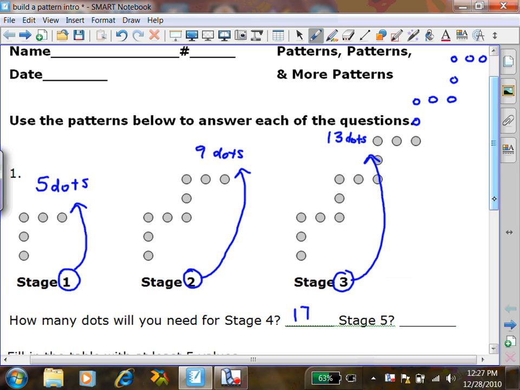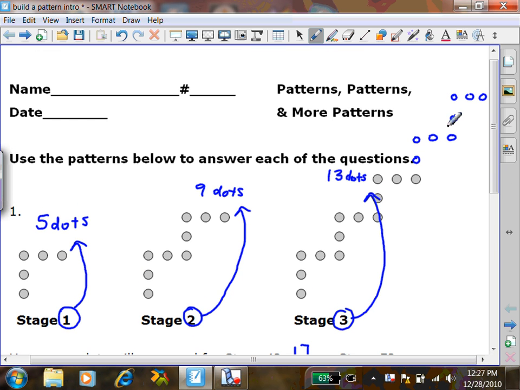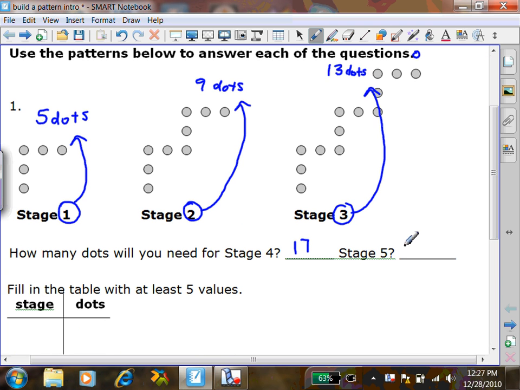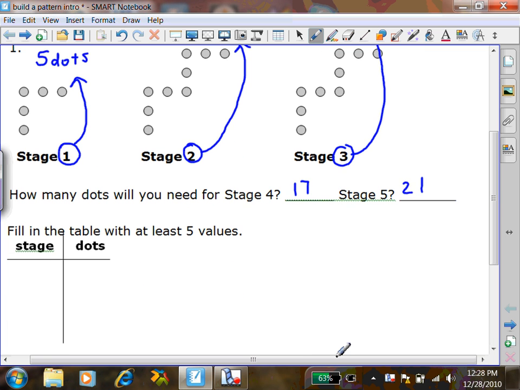Okay, so now that we're back, you should have had a drawing very similar to mine. I had to squeeze mine in here a little bit. But you had 17, we go 18, 19, 20, and 21. So we have 21 dots on stage 5. Now, we're going to take this information and put it together.